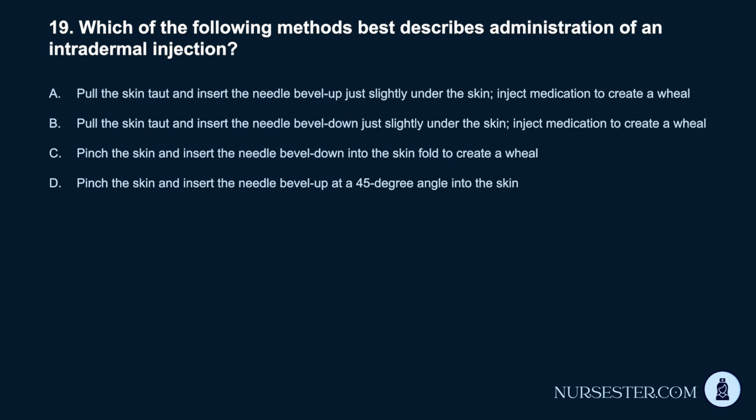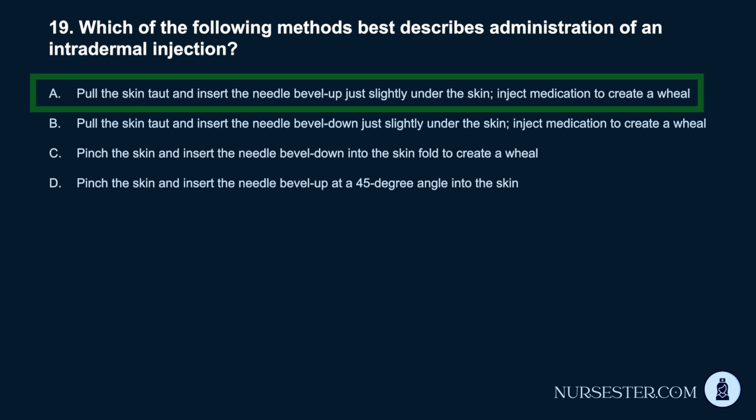19. Which of the following methods best describes administration of an intradermal injection? A. Pull the skin taut and insert the needle bevel up just slightly under the skin. Inject medication to create a wheal. B. Pull the skin taut and insert the needle bevel down just slightly under the skin. Inject medication to create a wheal. C. Pinch the skin and insert the needle bevel down into the skin fold to create a wheal. D. Pinch the skin and insert the needle bevel up at a 45-degree angle into the skin. Correct answer: A. Pull the skin taut and insert the needle bevel up just slightly under the skin. Inject medication to create a wheal.